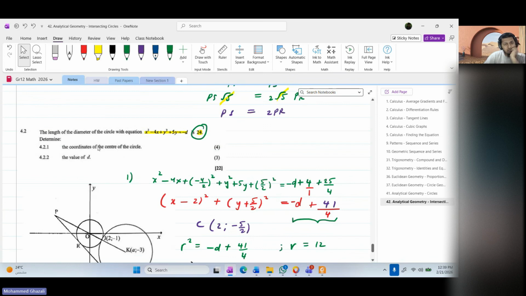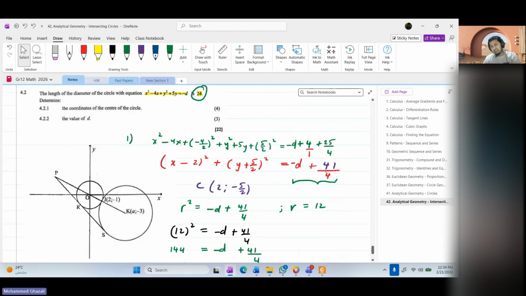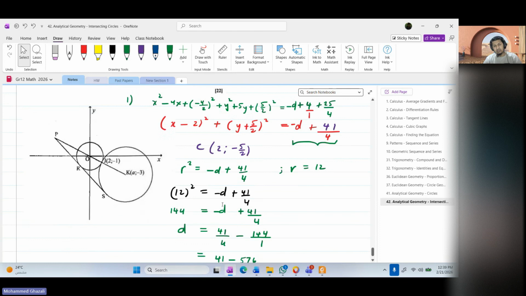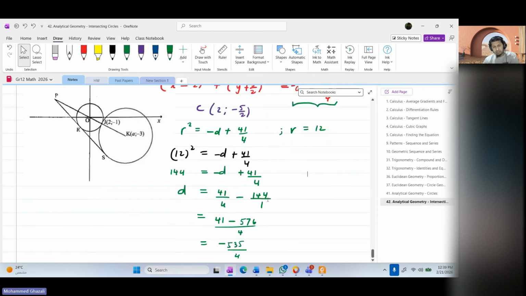That's what they want. Basically, this entire question was just completing the square. You just needed to understand the second part of here because that is r squared. They told us the diameter is 24, so the radius has to be 12. So 12 squared is 144. Then I can solve for d here, bring the d over, 144 over to the other side. 41 over 4 minus 144. That's 576 divided by 4.